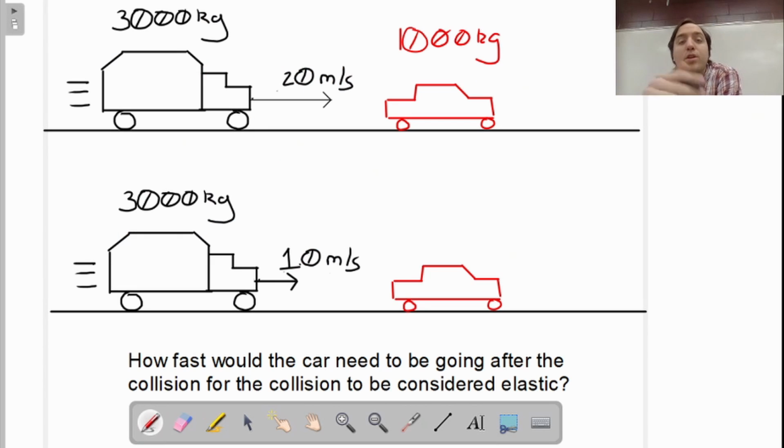In this collision here, this truck is going to bounce off this red car. After the collision, the truck will be moving 10 meters per second. How fast will the car need to be going for this collision to be considered elastic? Go ahead, give it a try on your own, check back after you're done.